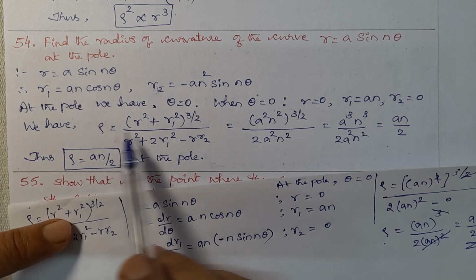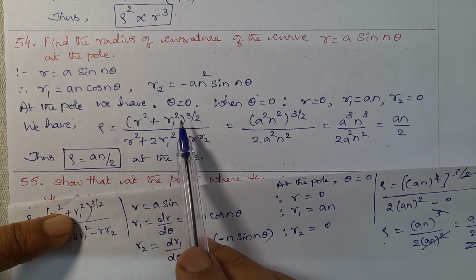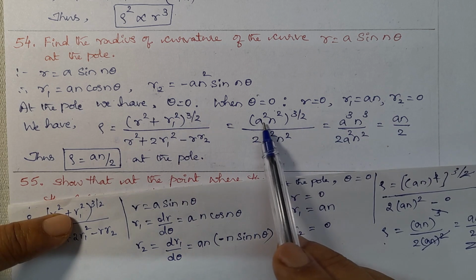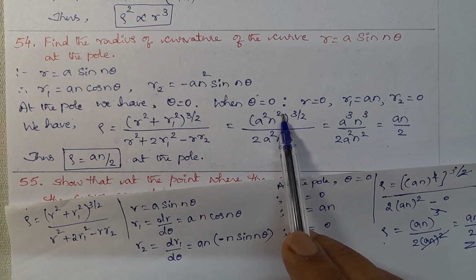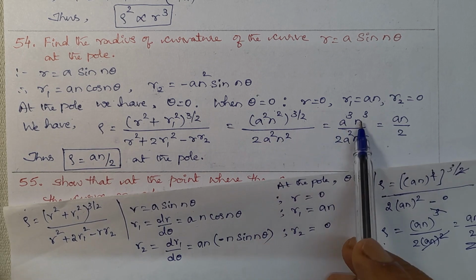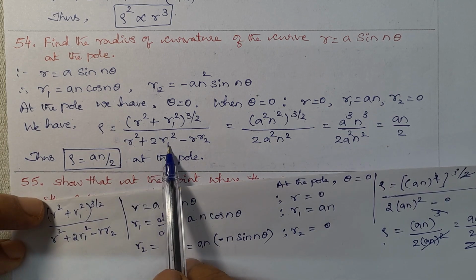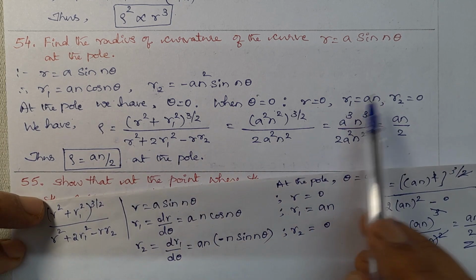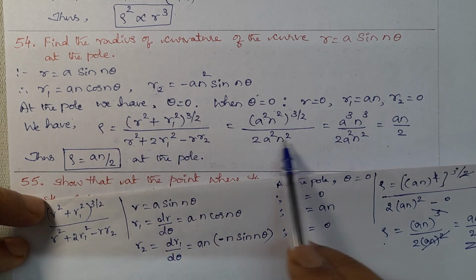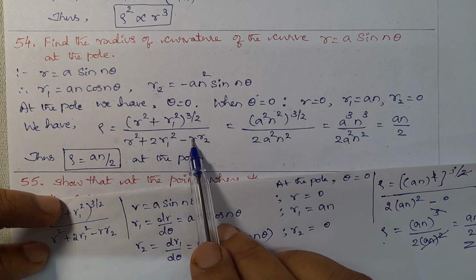We have radius of curvature, this is the formula. r is 0. Okay, r1 is an whole square. An whole square is a square n square. Okay, then the square and square root get cancelled. So an whole cube. Then r square is 0, r1 square is an whole square. An whole square into 2. Okay. Then r2 here 0, 0 into r is 0.